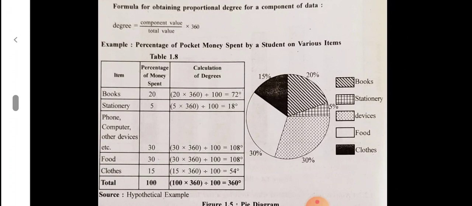We conclude that the pocket money spent by students on food and devices are more. Students have to increase the purchase of stationery and books and decrease the purchase of devices.